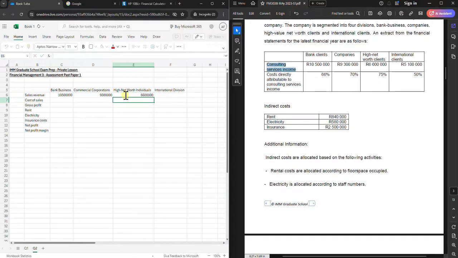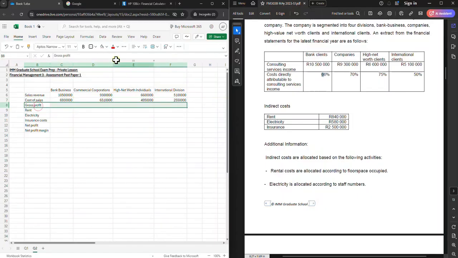Now I'm reading the question and I'm putting in information. Agree? Same as what we did before. Exam technique, right? Costs is a percentage of that. So this would be 66%. Next one, 70%. Next one, 75%. Last one, 50%. Happy with what I did there? Absolutely. Gross profit is sales revenue minus cost of sales. Yes.